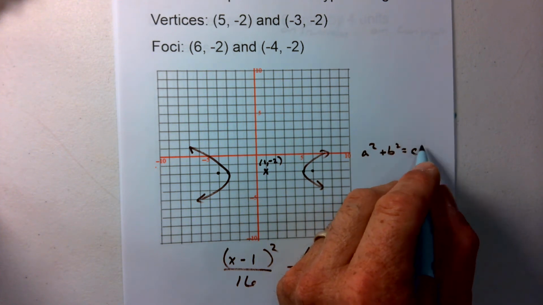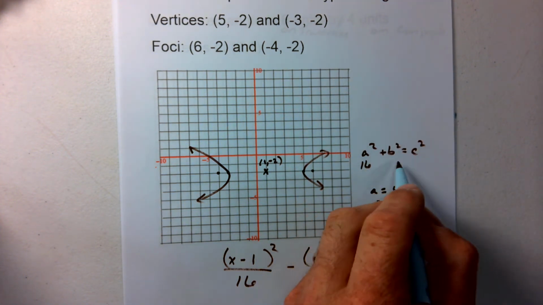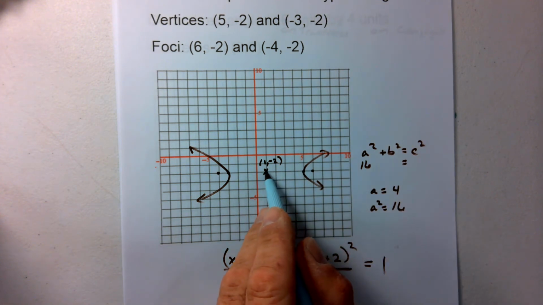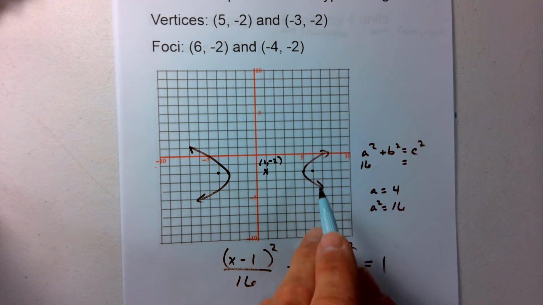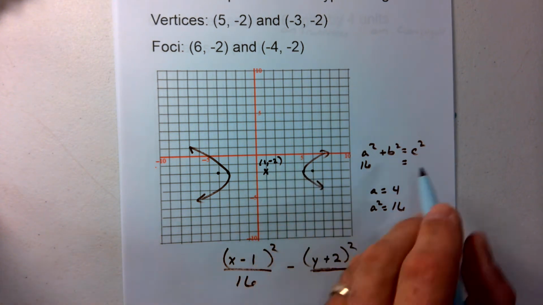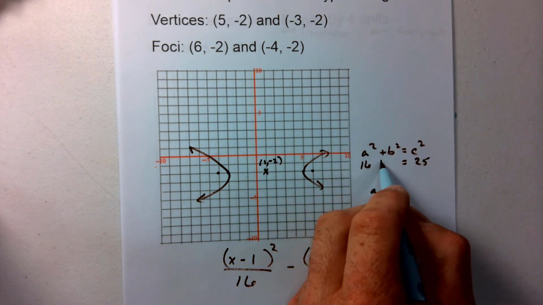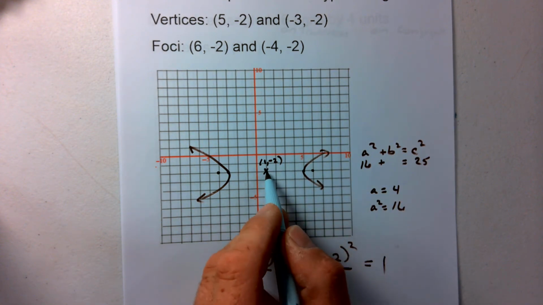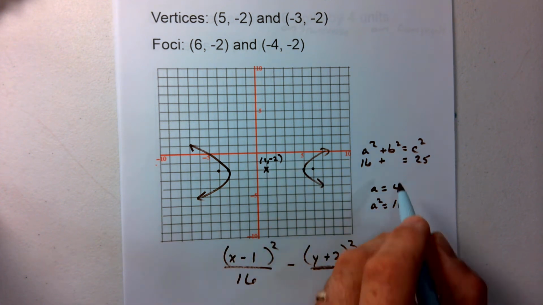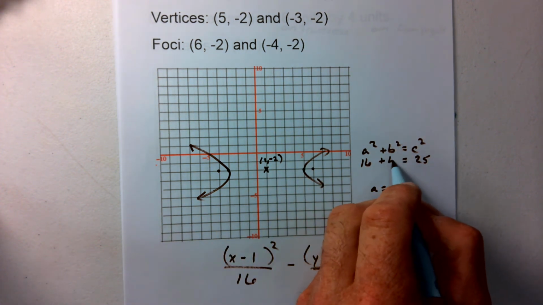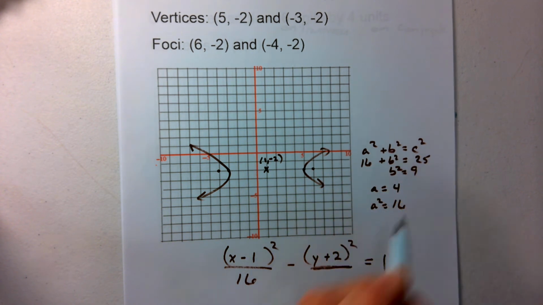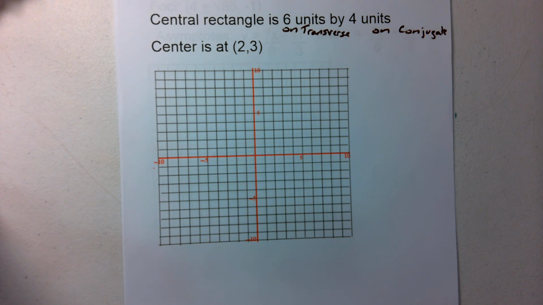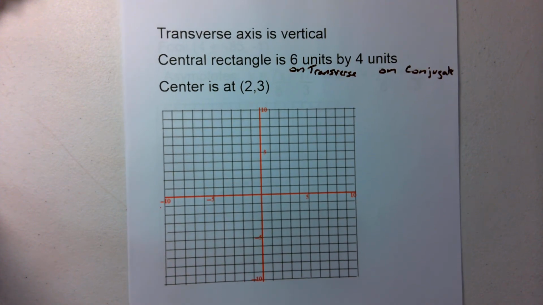My b value has the relationship a squared plus b squared equals c squared. I know a squared is 16. I know c is the distance from the center out to one of the foci. So I have 5 units there, so c squared is going to be 25. Remember, 5 squared gives me 25. So then b squared in this case is going to equal 9. And that's going to be my equation of my hyperbola. They do get much more complicated, and they can get that way in kind of a hurry.